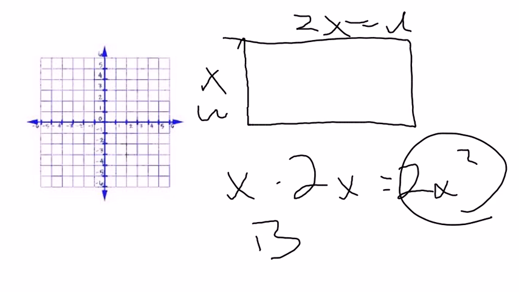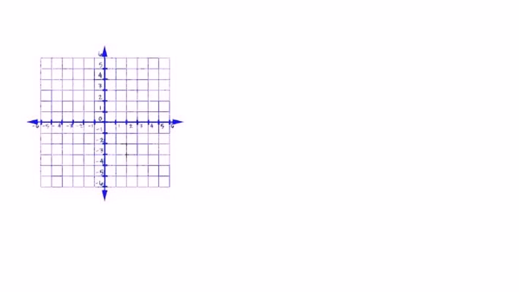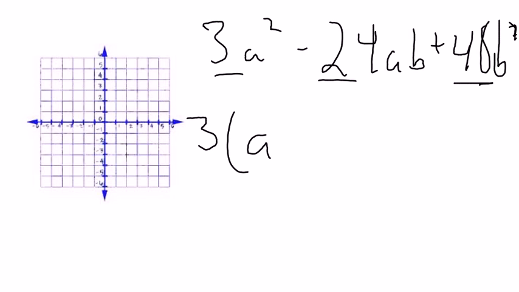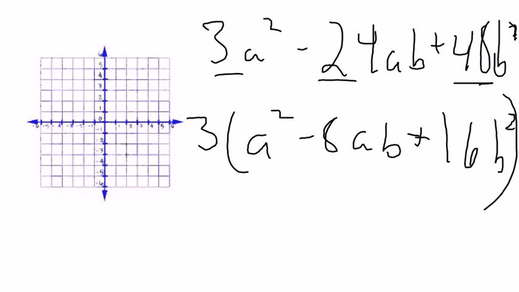For number 9, what's the factored form? We got 3a squared minus 24ab plus 48b squared. First of all, is there something that we can take out of all of these? Yeah, we can take out a 3. So we get 3 times a squared minus 8ab plus, what's 48 divided by 3? It's 16. So 16b squared. With that, we can now split up that trinomial inside.